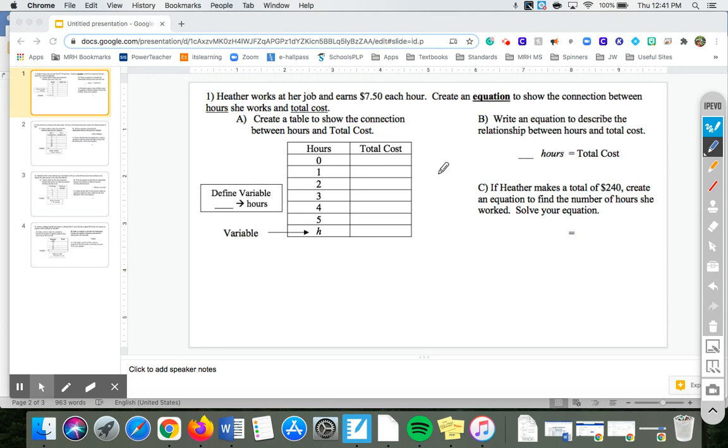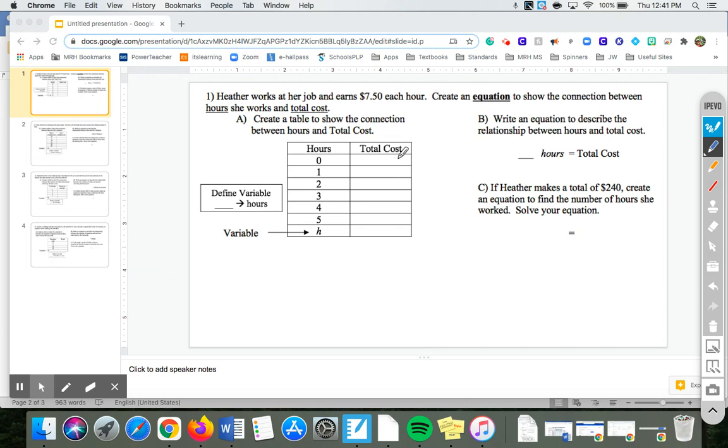If you look at this, I have several different things going on. Really, I'm just trying to give you steps to get to the end goal of C, being able to write an equation and use that equation to solve for a number of different things involving the situation. So the question here reads: Heather works at her job and earns $7.50 each hour. Create an equation to show the connection between the hours she works and the total cost.